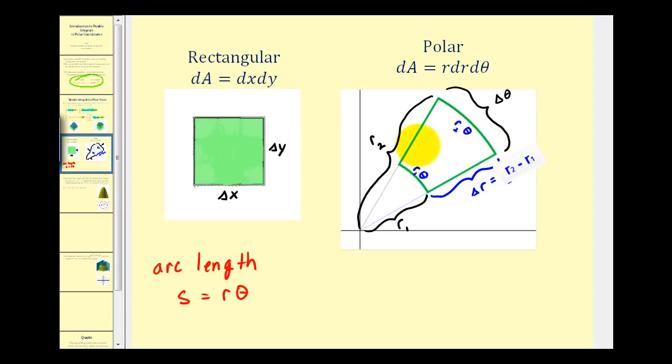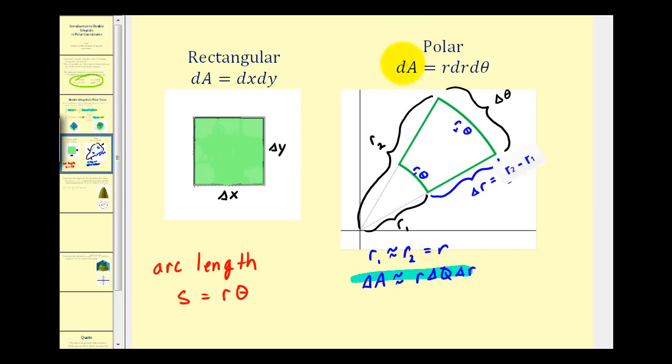Now, of course, as we let the number of boxes approach infinity, r1 is going to be approximately equal to r2, which we'll let equal r. So from here we can say that delta A, or the change in the area, would be approximately equal to r times delta theta, again because these are all approximately equal to each other, times delta r. So now you can see where this extra factor of r comes from.